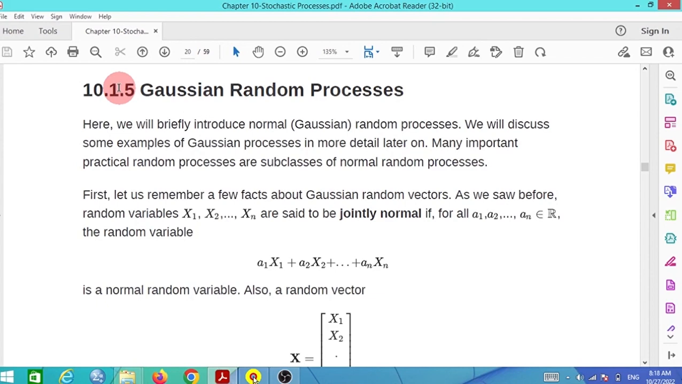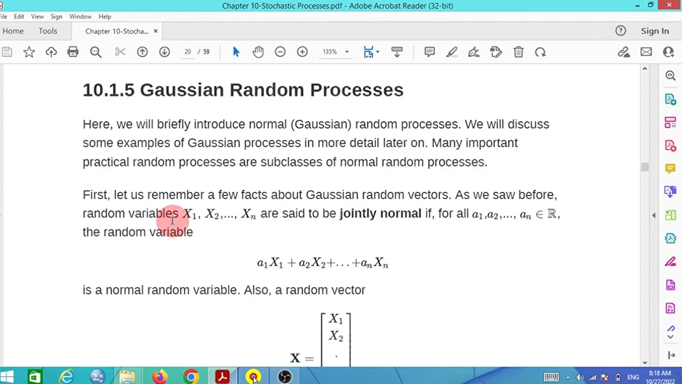This is a continuous value and continuous time process. It is a famous random process that we need, and it is very important. Here we will briefly introduce the normal or Gaussian random process. We will discuss some examples of Gaussian processes in more detail later on. Many important practical random processes are subclasses of normal random processes.